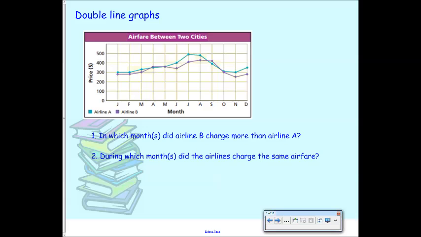What do we have here? It is a double line graph. So it's got two pieces of data from what? What are those two lines? Airlines. So there's airline A and airline B. On the graph, airline A is blue or blue-green, and airline B is purple.